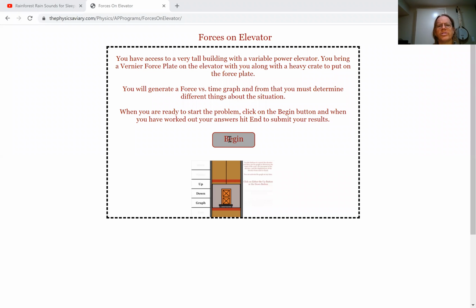Well, this is up close and personal. This is a little recording of the old river dealio. Not the river, we did that a long time ago. This is the elevator deal. So, forces on an elevator.